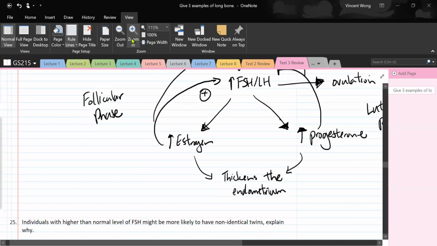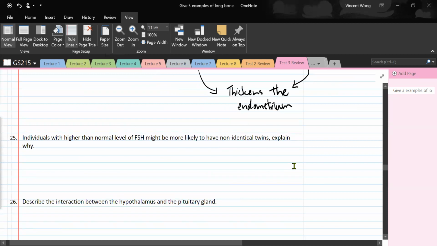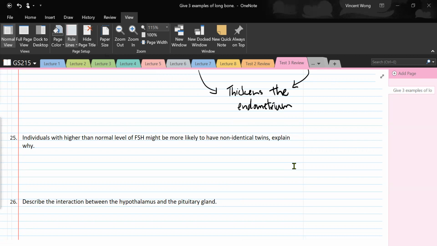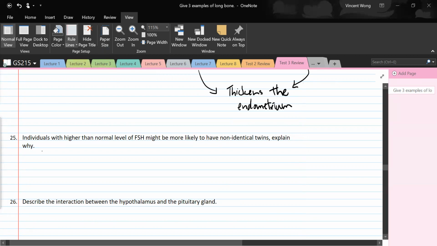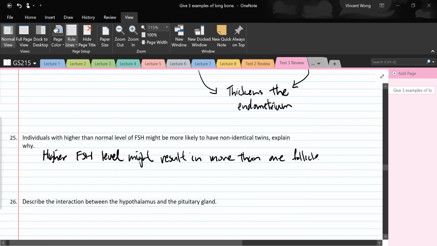Okay, number 25. Individuals with higher than normal level of FSH might be more likely to have non-identical twins. Explain why. Higher FSH level might result in more than one follicle being developed per cycle.